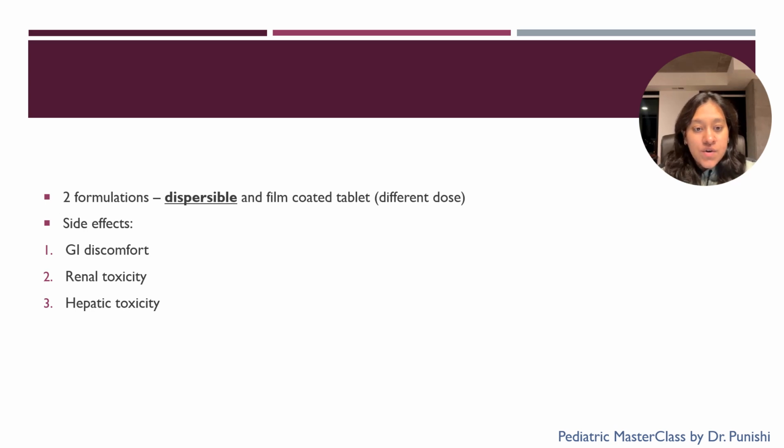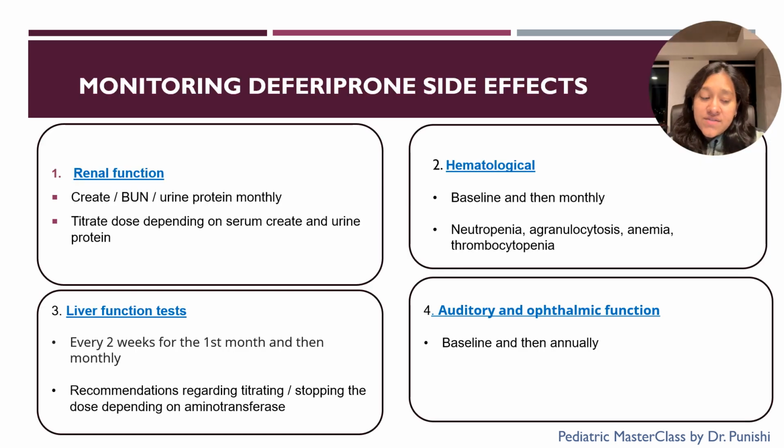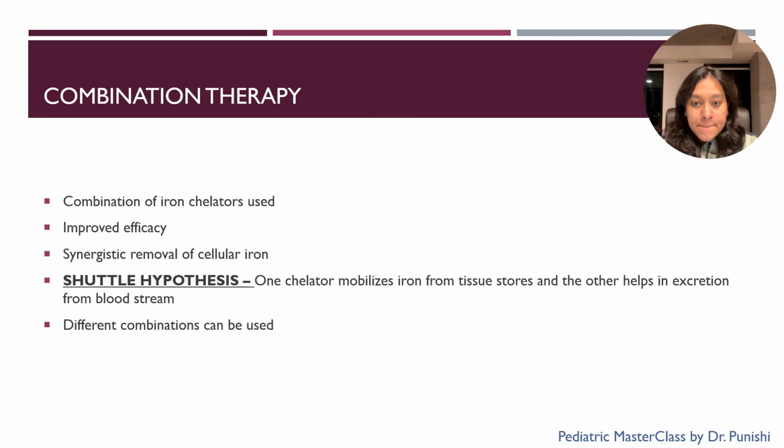Common side effects of Desirox are GI discomfort, renal and hepatic toxicity. So liver and kidney function needs to be monitored regularly, and at the same time, the dose needs to be adjusted if there is an elevation of either the liver enzymes or the renal parameters. CBC needs to be done at baseline and then ideally monthly, because Desirox can cause neutropenia, agranulocytosis, anemia, and thrombocytopenia. And yes, auditory and ophthalmic evaluation is also important and needs to be done yearly.